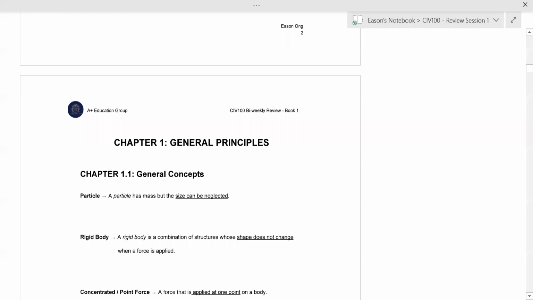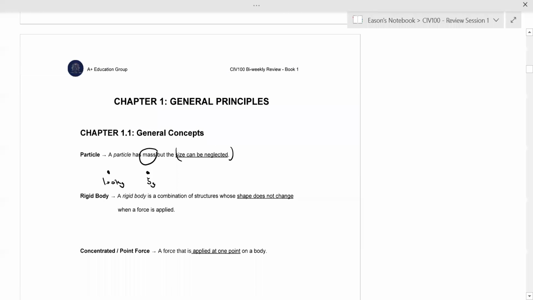It's really just the language of it, right? So when we talk about a particle, it means that the particle has mass. We care about the mass itself, but the size can be neglected. So if I give you a dot and I say that this dot is 100 kilogram, then it is 100 kilogram. You just take it as it is. There's nothing for you to worry about, because the mass will be given. And if I give you the exact same dot and say it's 5 grams, then it is 5 grams. There's really nothing for you to care about. It's just a dot that exerts a force on your entire structure. So that's a particle.